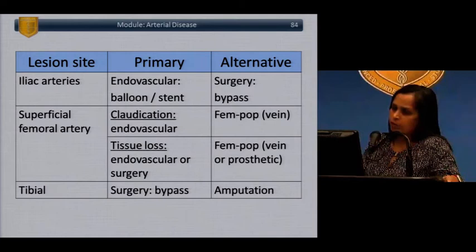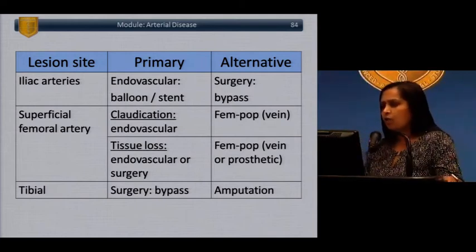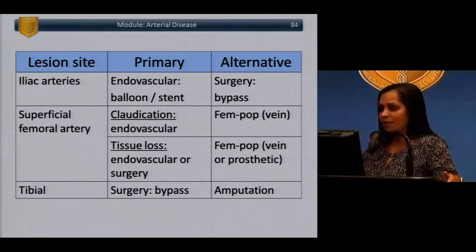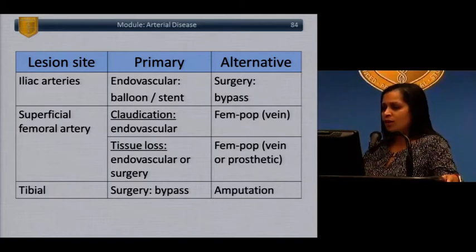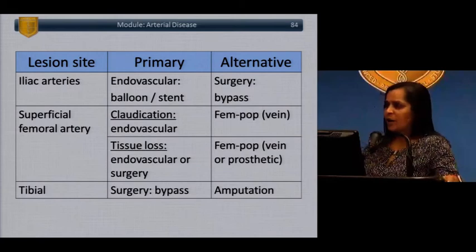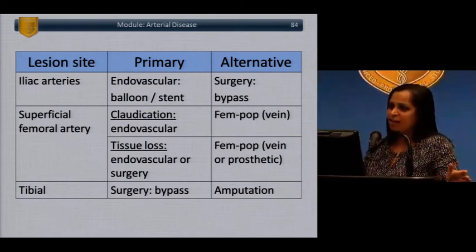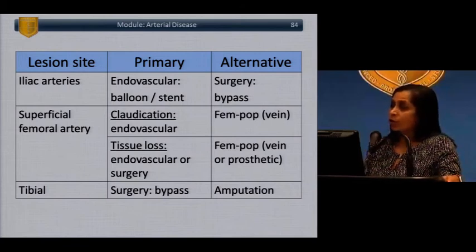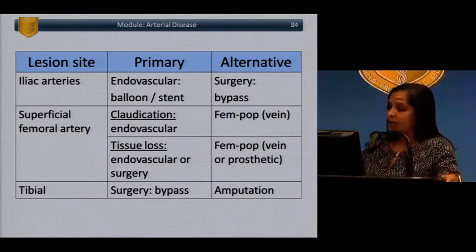In the superficial femoral artery, depending on the symptom presentation, which often is a result of the extent of the disease in that particular vessel, you can consider endovascular treatment for claudicants. The general principle is that most patients with tissue loss will end up needing some sort of operative treatment. This isn't hard and fast, especially if the disease is at the level of the superficial femoral artery with good outflow and you're able to get across it.